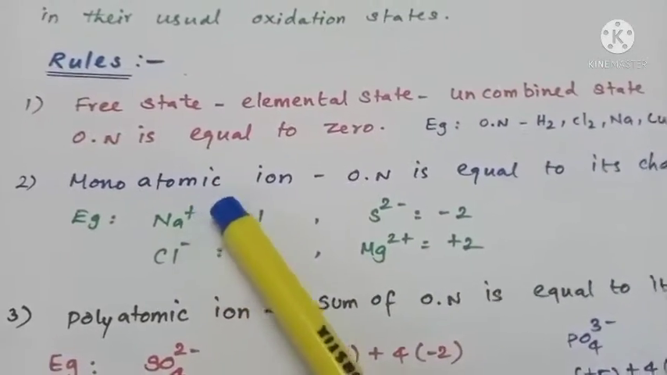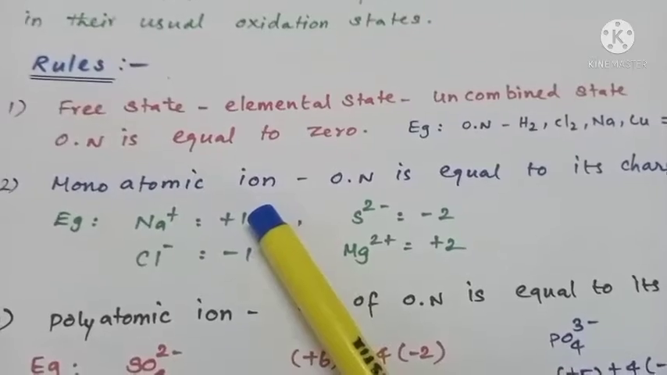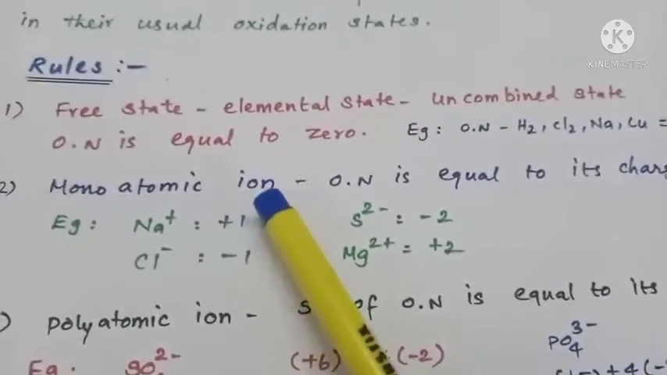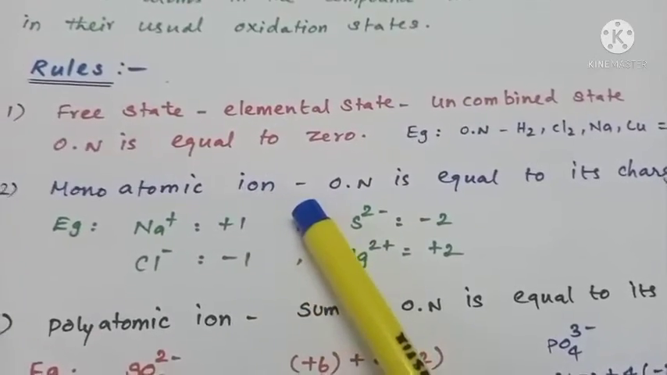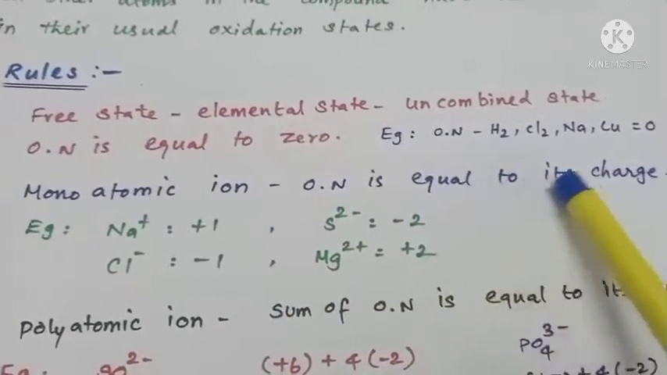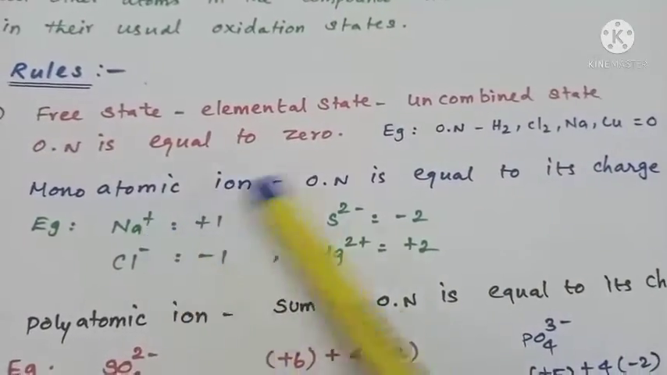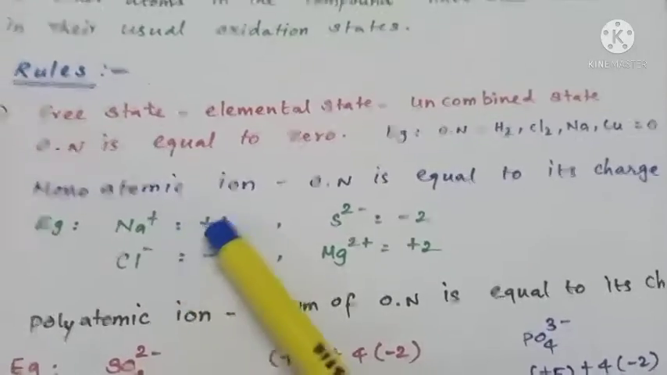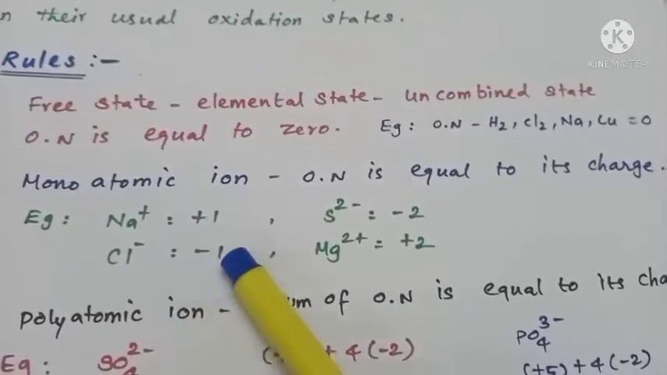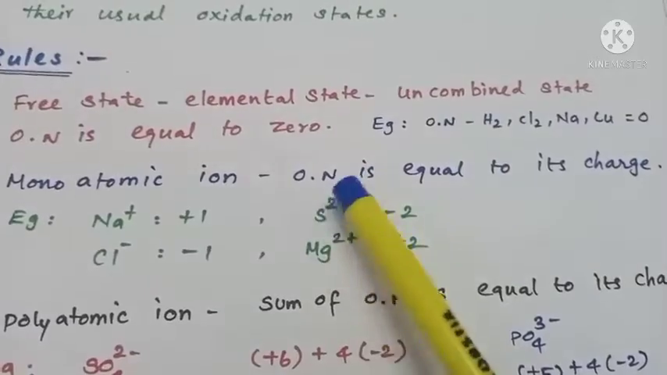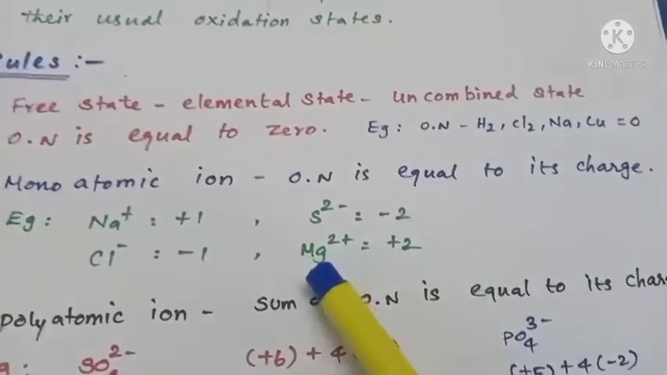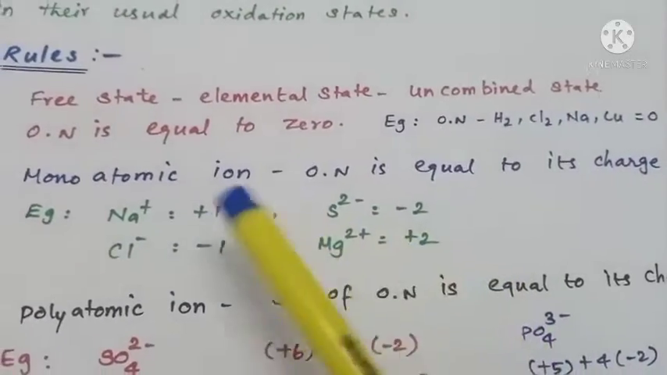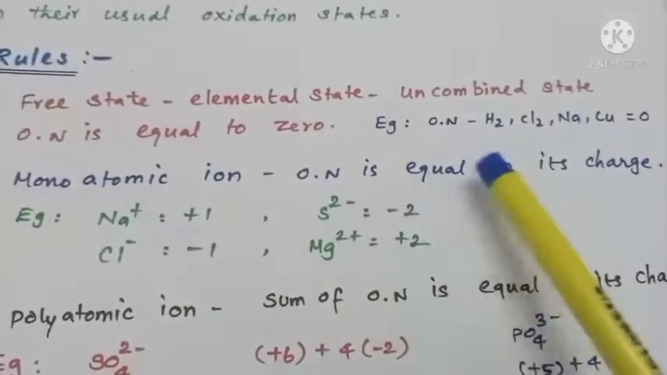Second rule: in the case of a monoatomic ion, which is a charged species with one atom, the oxidation number is equal to its charge. Some examples of monoatomic ions: Na plus, its oxidation number is its charge, plus 1. Cl minus, minus 1. S2 minus, the sulfide ion, its oxidation number is minus 2. Mg2 plus, a divalent cation, its oxidation number is plus 2. For a monoatomic ion, the oxidation number is equal to its charge.